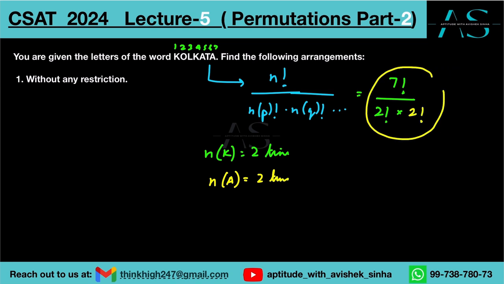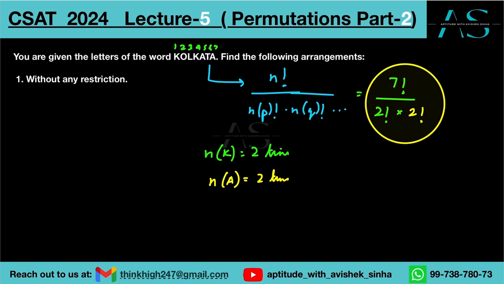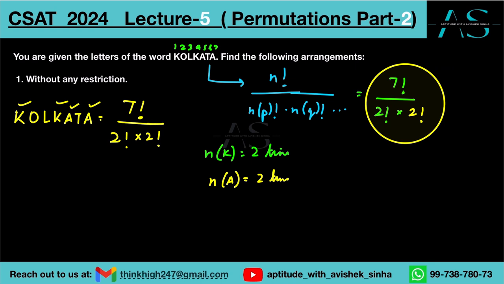And that is the answer for the number of arrangements without any restriction. So we write it as Kolkata. Count the number of elements, that is 7 factorial upon K is repeating 2 times, so 2 factorial. A is repeating 2 times into 2 factorial. Okay. In the same manner, please tell me the answer for institution.